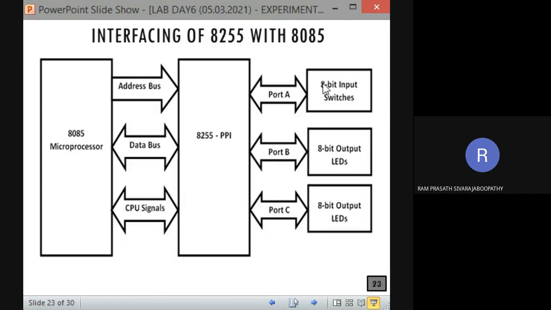Then port A, port B, port C. What are we going to connect to port A? An 8 bit input switch, and to port B an 8 bit output LED. Why? In our example, we said read data from port A and write it to port B. So we connect an input device to port A and an output device to port B. Then port C we will use for BSR mode. Obviously, before using BSR mode, please note this down: before using BSR mode, port C must be configured as what? Input port or output port? Any idea?